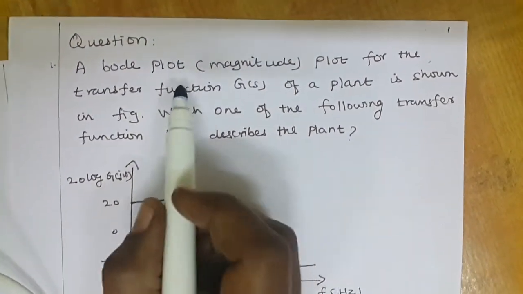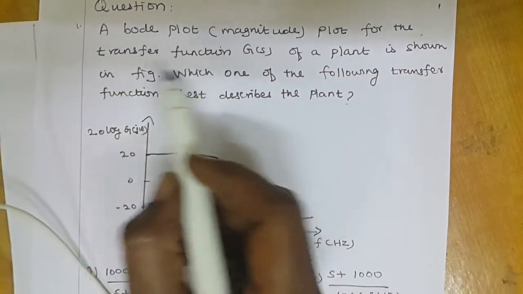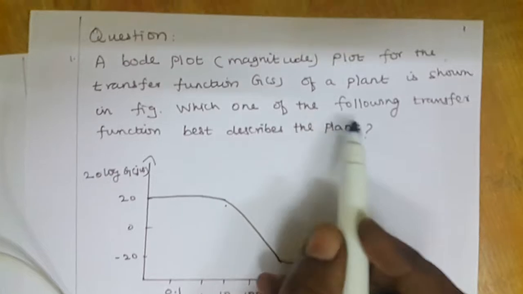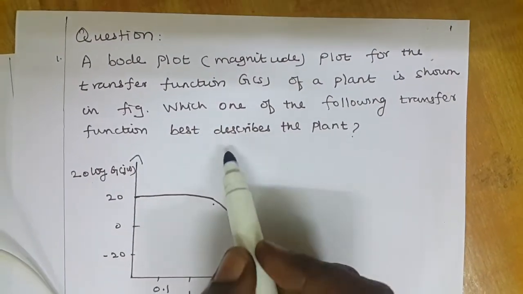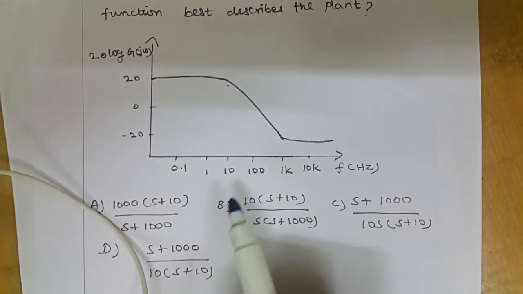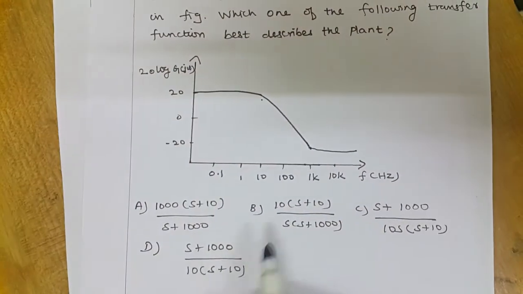A Bode plot, that is, the magnitude plot for the transfer function G(s) of a plant, is shown in the figure. Which one of the following transfer functions best describes the plant? Here is the Bode plot of the transfer function G(s), and here we have four choices.